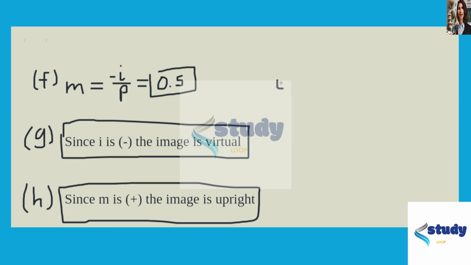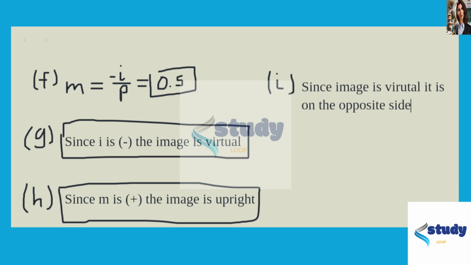And then lastly, part I wants to know if the image is on the same side or the opposite side as the object that produced it. Since we're dealing with mirrors here and the image distance is negative, that means it's on the opposite side. So a virtual image means opposite side for mirrors. Since the image is virtual, it is on the opposite side. We can box that in as our solution for part I.